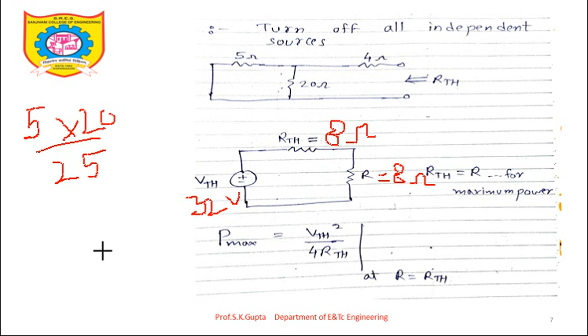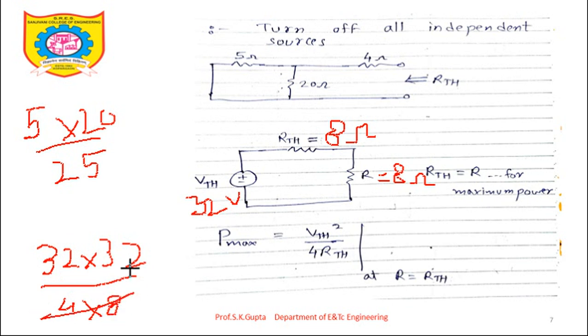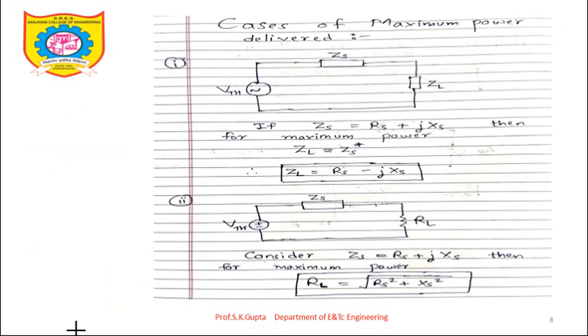So 32 square means 32 into 32 divided by 4 into RTH. RTH is 8. So 4 into 8 is also 32. So this 32 gets cancelled. So power delivered is 32 watt. Okay. Now we will see cases of maximum power delivered to the load.